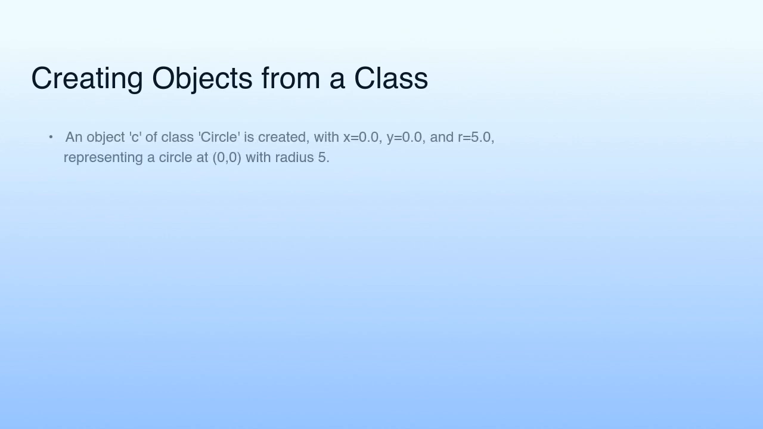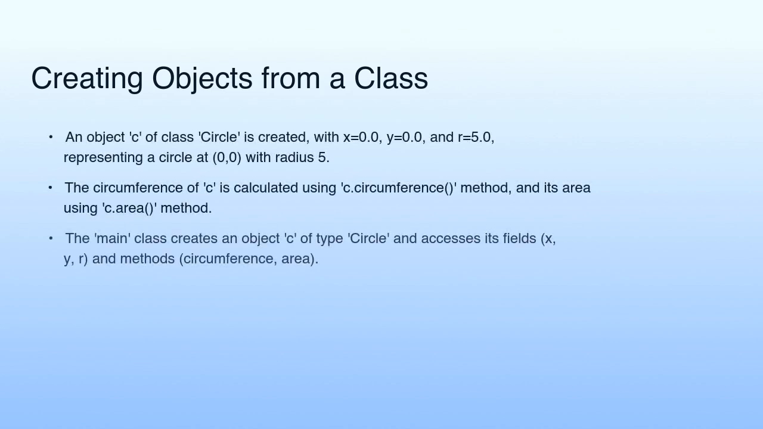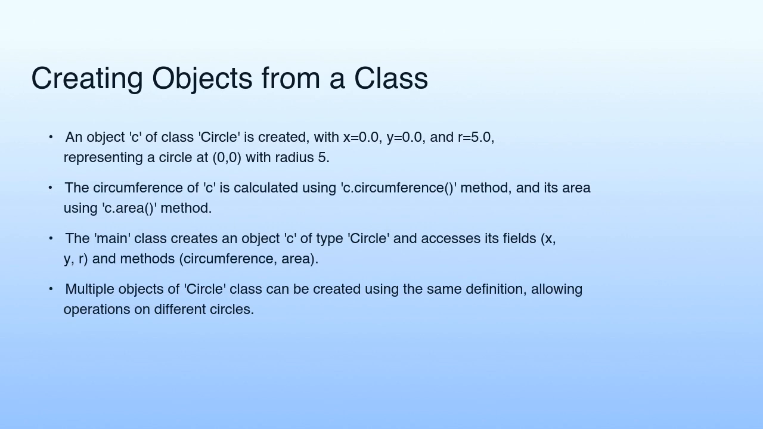Objects are created from classes. Here, we create an object C of the circle class with coordinates 0.0, 0.0 and a radius of 5.0. We then calculate C's circumference and area by calling the respective methods on this object.